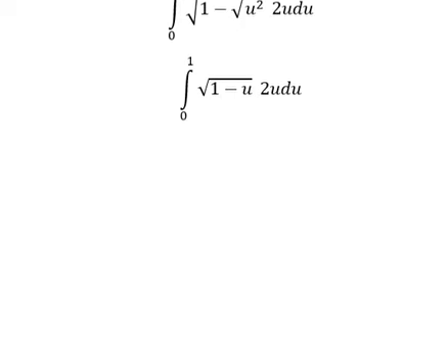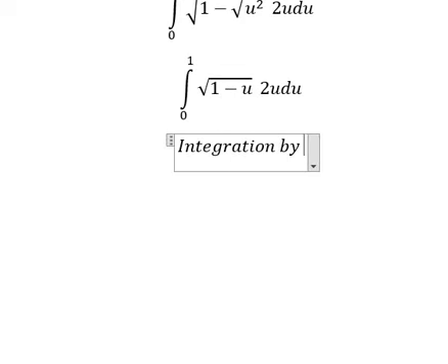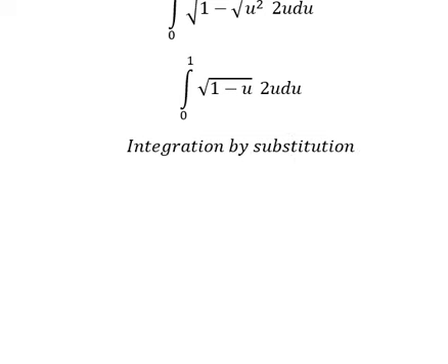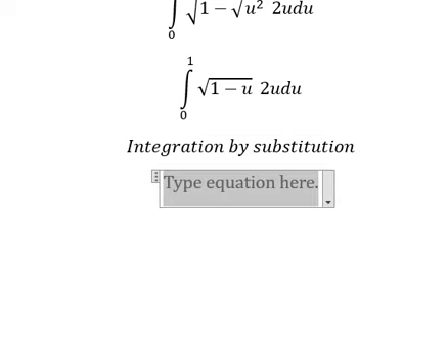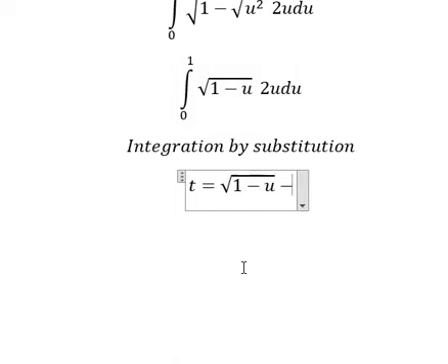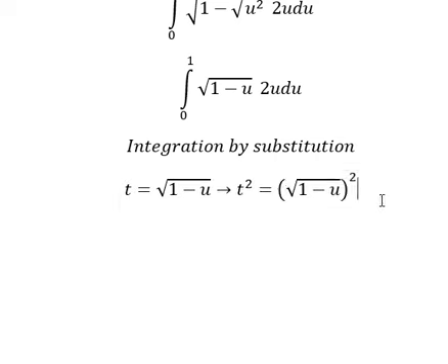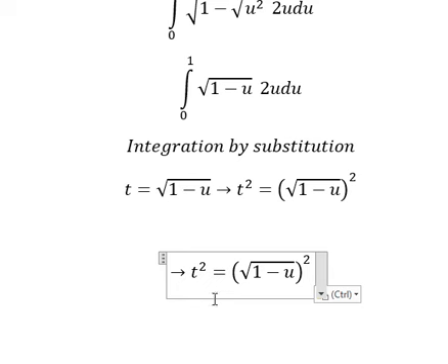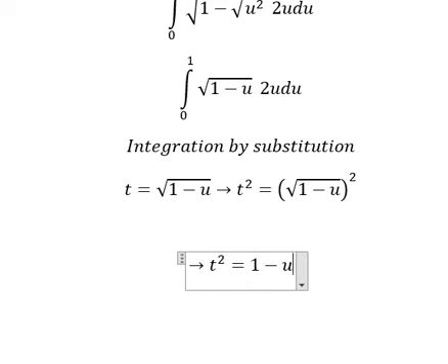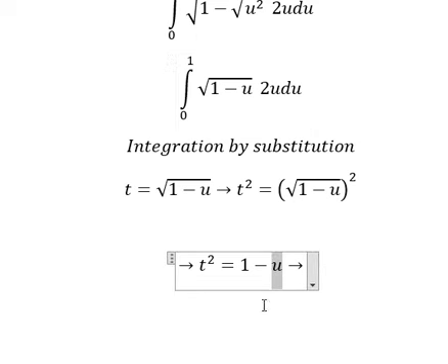Next, we need to use integration by substitution. So I will put t equals the square root of 1 minus u. Later we put the square on both sides to cancel the square root. So this one we have 1 minus u. Because we have u, I will put this one to the left, and this square to the right.